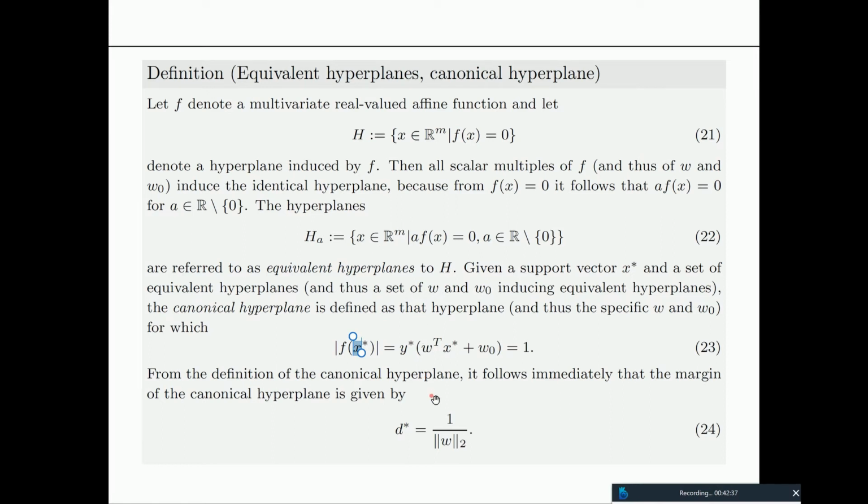Now, the distance from a support vector to the hyperplane is called the margin, and the size of the margin, so this distance from a support vector to the hyperplane, is given by 1 divided by the norm of the weight vector, because we defined it like that.